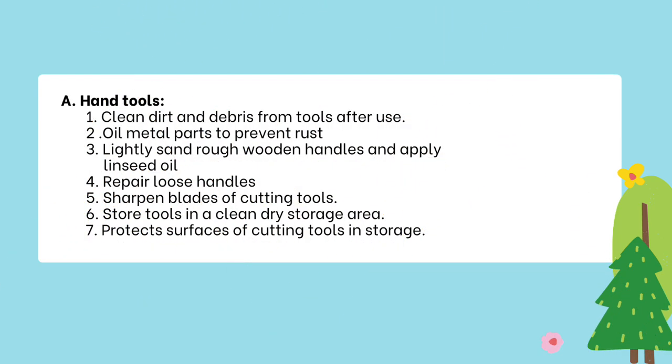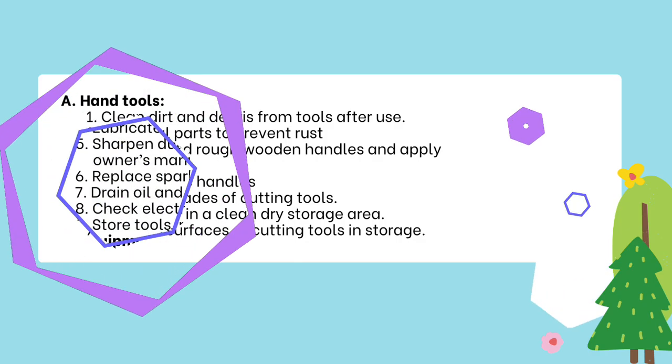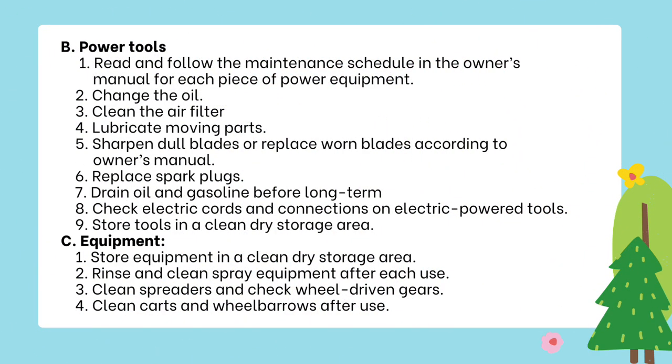A. Hand tools. Clean dirt and debris from tools after use. Oil metal parts to prevent rust. Lightly sand rough wooden handles and apply linseed oil. Repair loose handles. Sharpen blades of cutting tools. Store tools in a clean, dry storage. Protect surfaces of cutting tools in storage. B. Power tools.